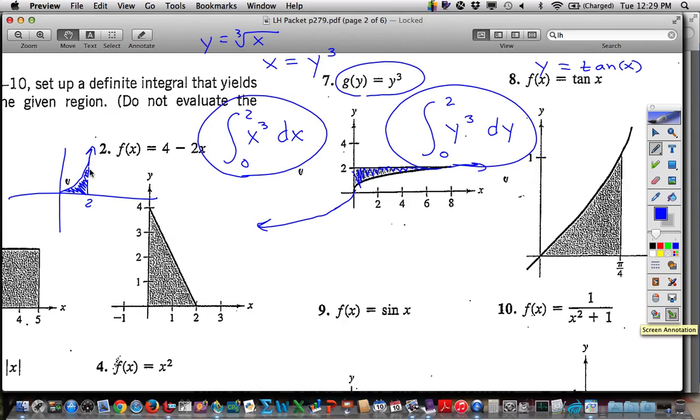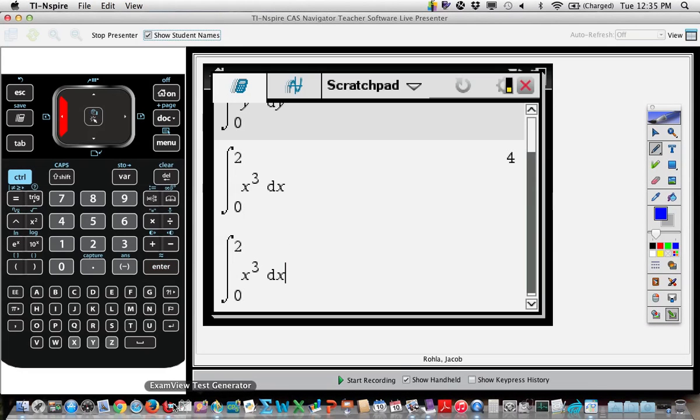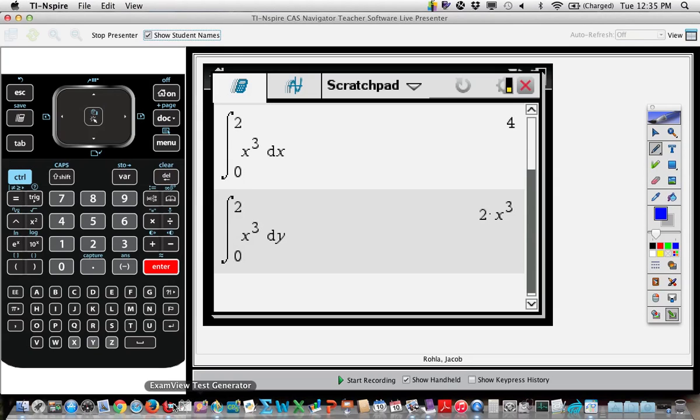If you put a dy there but had x here, well, here's what it would do. I'm not even sure what would happen. Put a y in there. I think it would just treat this as a constant. And so it thinks x cubed is a horizontal line from 0 to 2. So it'd be 2 wide and x cubed tall, and so it'd be 2x cubed. And that's why the calculator did that. Because you're telling it y is the variable, so it treats everything else as constant.